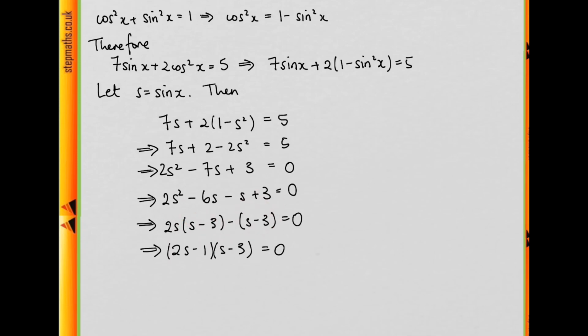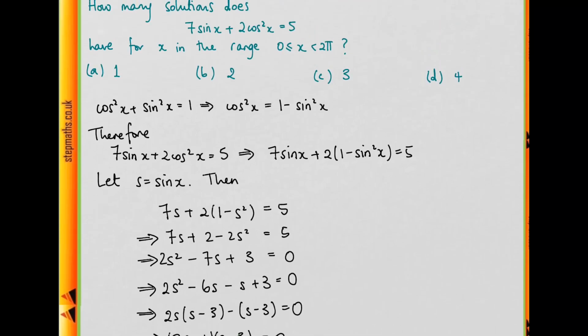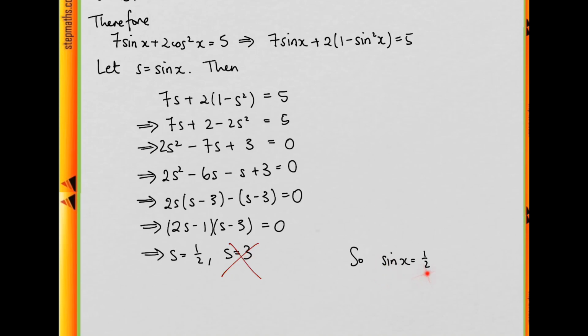So we see that our quadratic factorizes to 2s minus 1 times s minus 3, and so s is either a half or 3. But remember, s is sine x, so sine x is never going to be 3, so we have that sine x must be equal to a half. Okay, then we just need to figure out how many values of x in the range 0 to pi will give us sine x equal to a half.